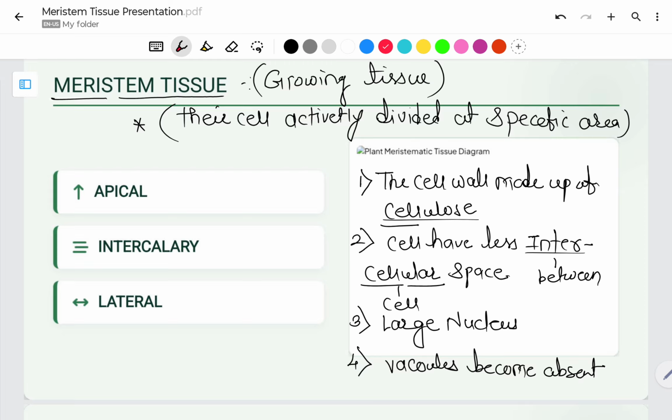Now meristematic tissue has basically three types. The first type is apical meristem, second is intercalary meristem, and third is lateral meristem. First, apical. What is the meaning of apical? Above, tip. The tissue which occurs at the tip or top position of the plant is the apical meristematic tissue.